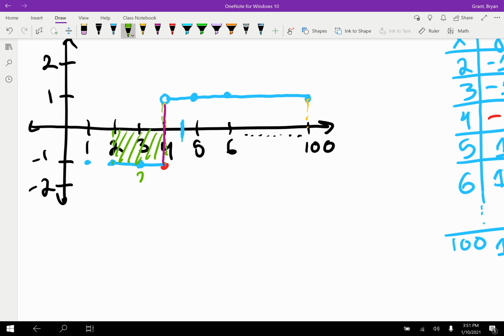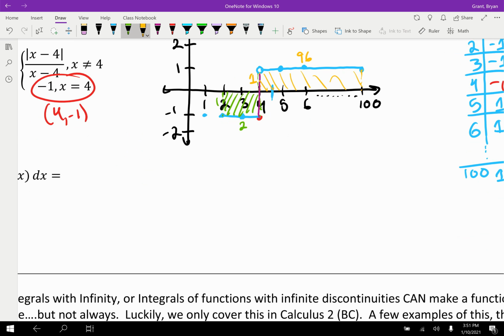However, I think we can find this area. Nothing too bad, right? This is 2 times 1, it's a rectangle, and then we could find this area over here. This area is a height of 1, but then what's the base? Well, from 4 to 100 is a base of 96, isn't it? So if we went through and found the area, 2 times 1 is negative below the x-axis. And then above the x-axis, we have 1 times 96. So I think really our area then becomes 96 minus 2, which is 94.